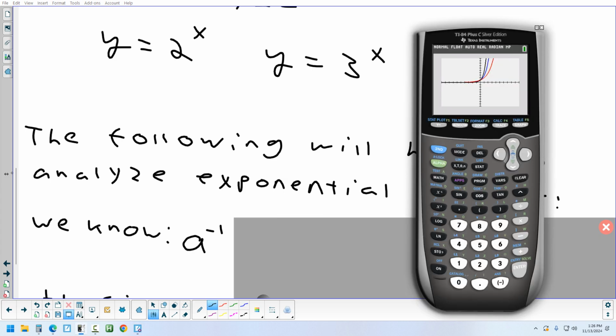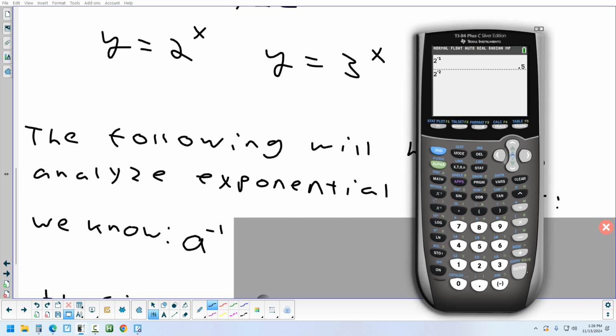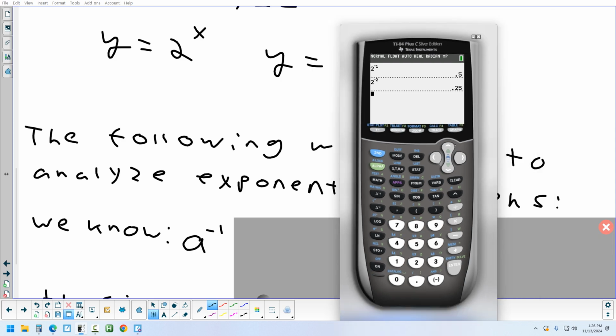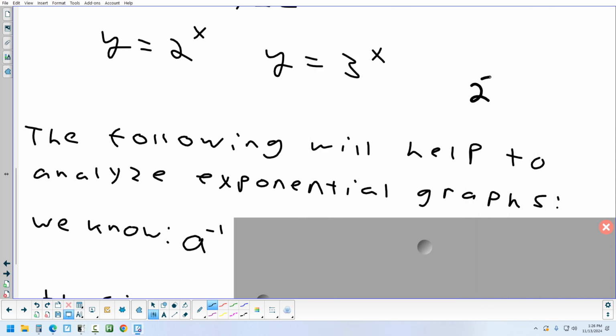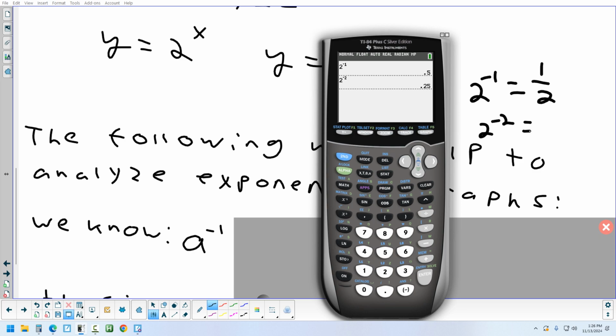So let's try an example. Here's 2 to the -1. Here's 2 to the negative 2. Oh, it's like a fraction. Shrinking it. So 2 to the negative 1 would be 1/2. 2 to the negative 1 is 1/2, yes. How about 2 to the negative 2? It would be 1/4. Yep, 0.25.